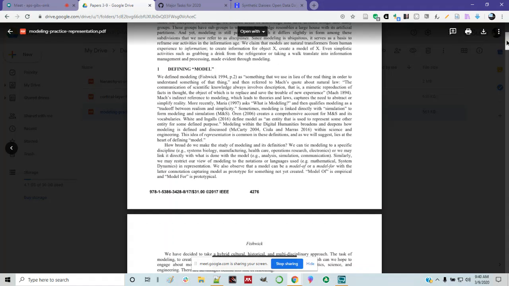It defines a model, and that's always a fun exercise. It kind of goes through that. I think he does a pretty good job of that.